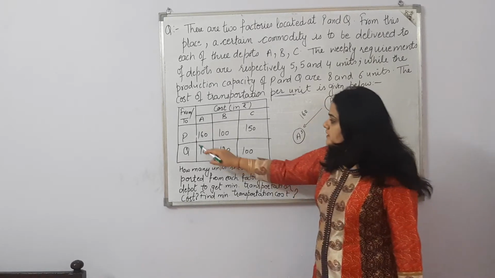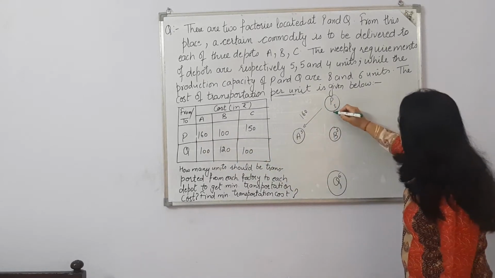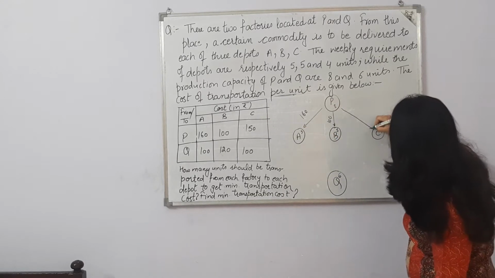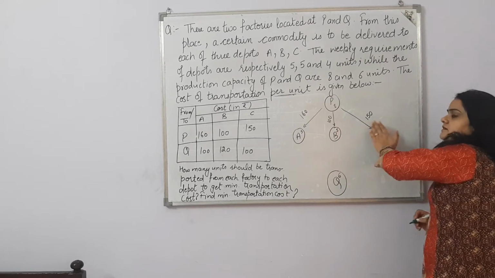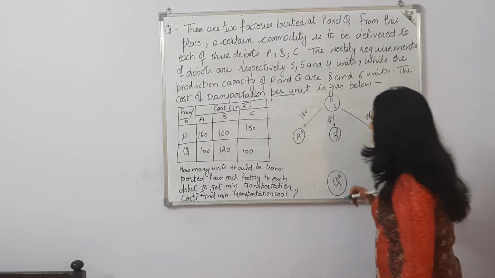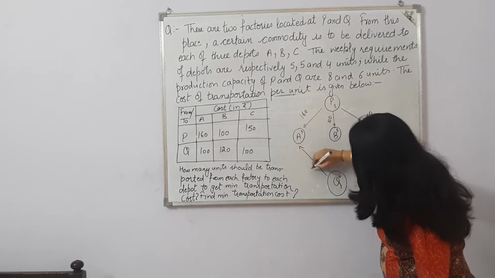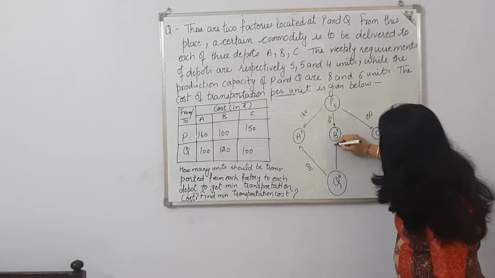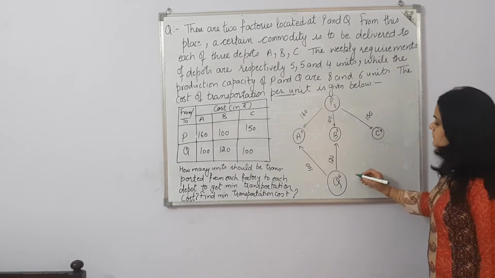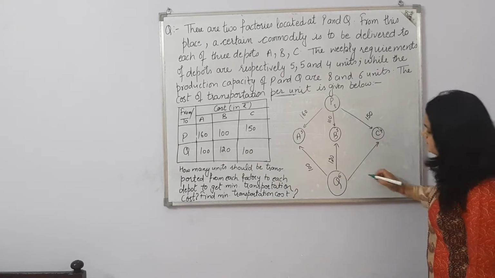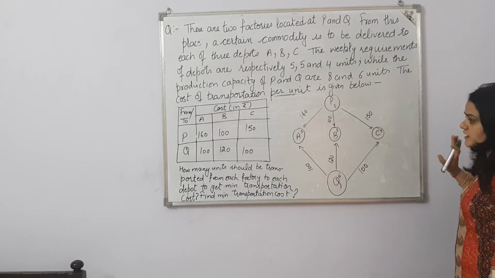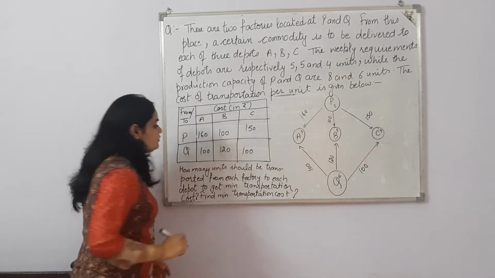Then if P is delivering to B, then the cost is 100. If P is delivering to C, the cost is 150. These are the costs for 1 unit only. Now, Q is delivering to A, the cost will be 100. Now, if Q is delivering to B, then the cost is 120, and whenever it is delivering to C, the cost will be 100 rupees.